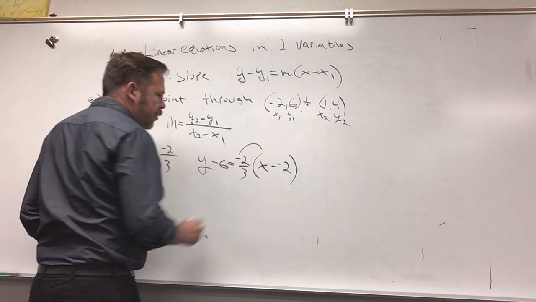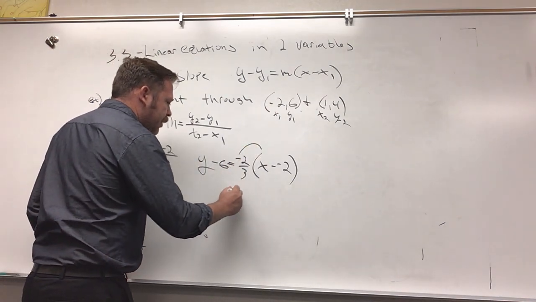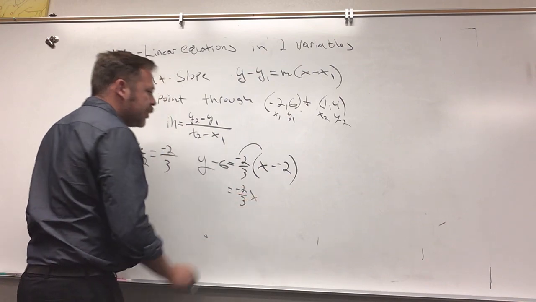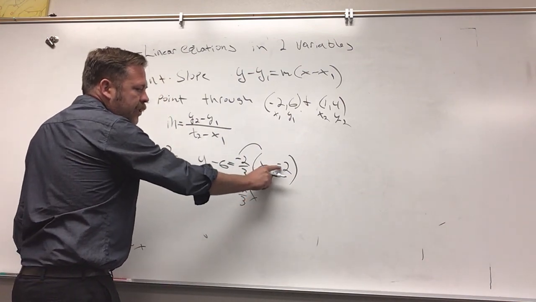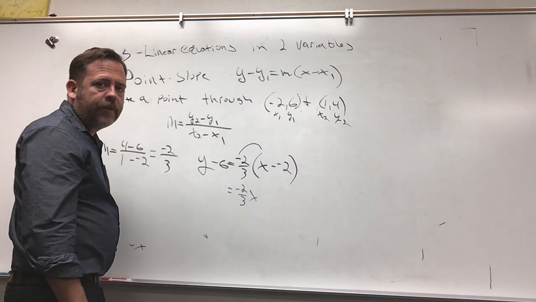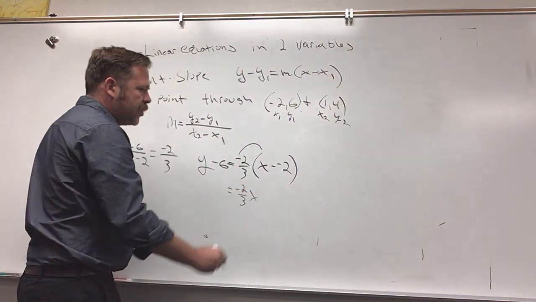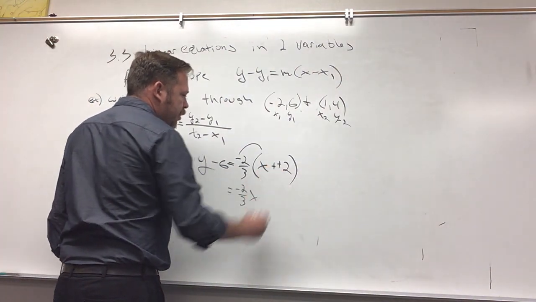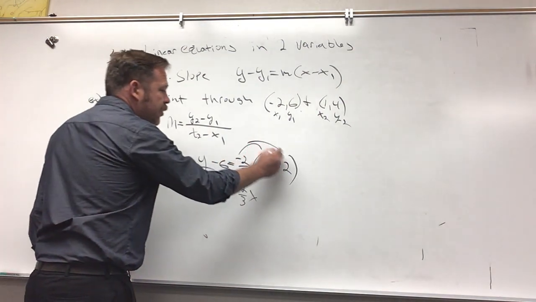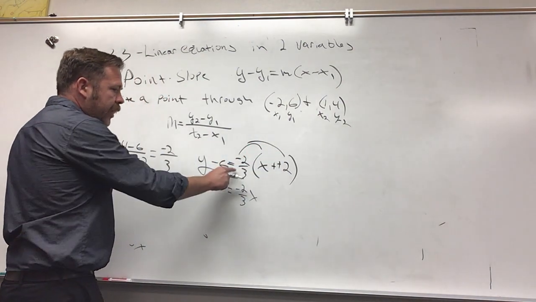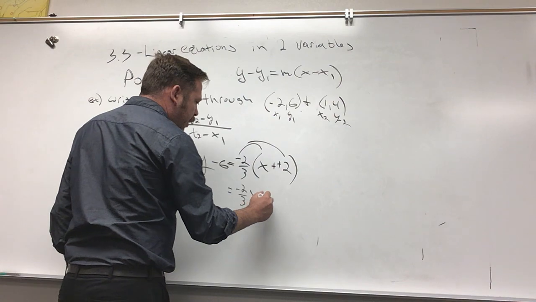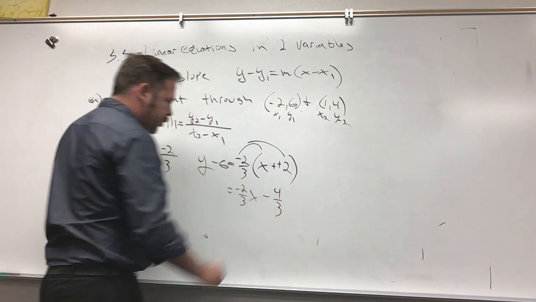So negative 2/3 times x is negative 2/3 x. And keep in mind, minus negative 2, that's really just plus 2, right? Let's simplify what's in these parentheses first. So we get plus 2, and I'll distribute the negative 2/3 to the 2. So negative 2/3 times 2 gives me minus 4/3.